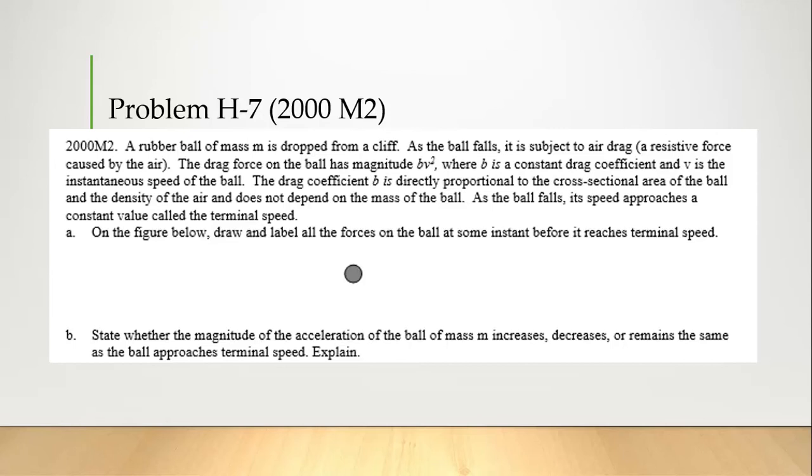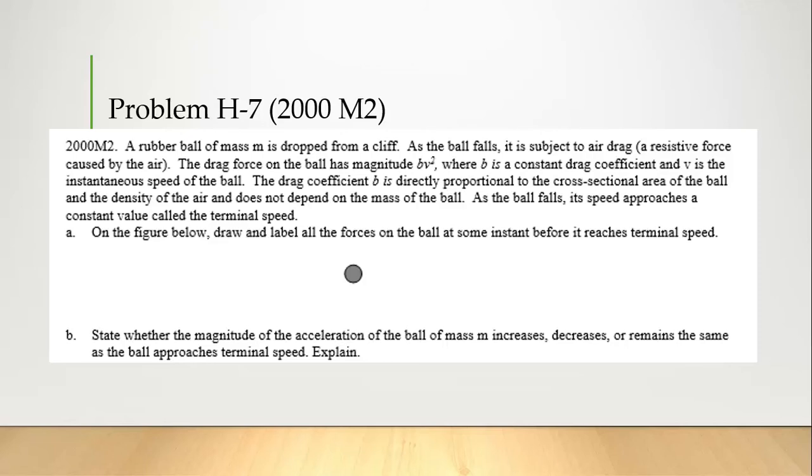It says b is proportional to the cross-sectional area of the ball and the density, but does not depend upon the mass of the ball itself. And so really what it's saying about b is that the b they're defining here and the k I defined earlier are really the same value. And as the ball falls, it approaches a constant value called the terminal speed. Well, that's what we really just talked about.